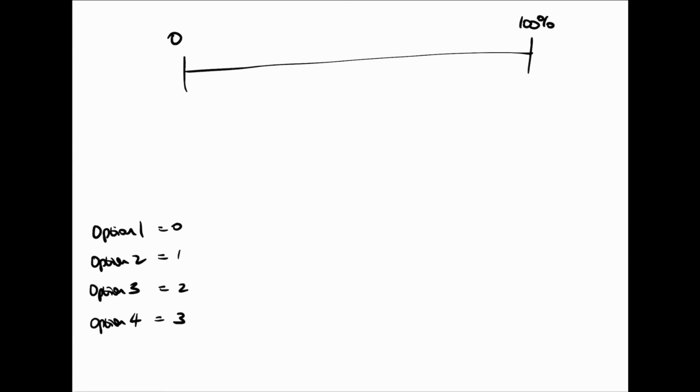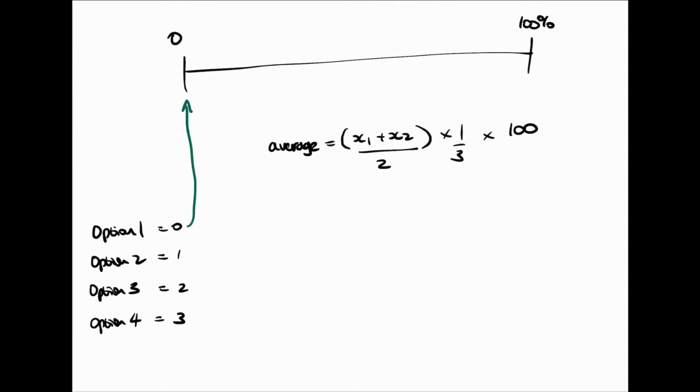Now, the very simple way of doing this, if you've got two questions, is to average the answer of the two questions. So take the first answer, the second answer, and divide by 2. Because the maximum value is 3, you have to normalize it by dividing by 3, and then simply multiply by 100 to convert it to 100%. And there you go. It scales between 0 and 100%.